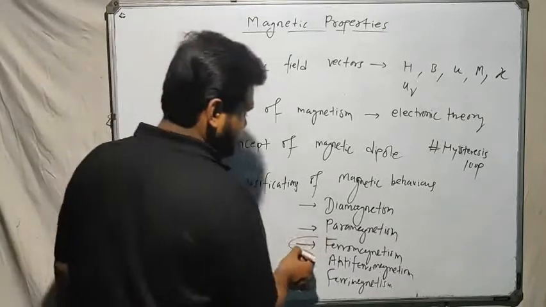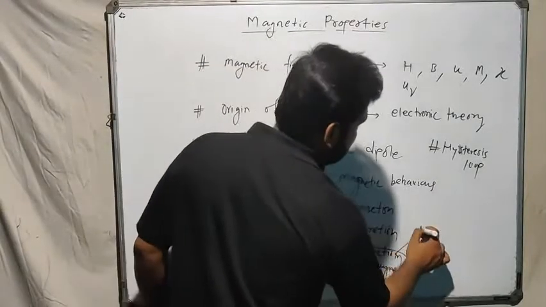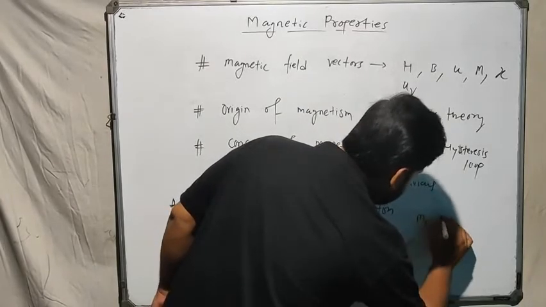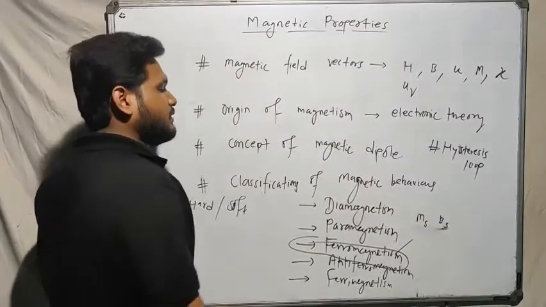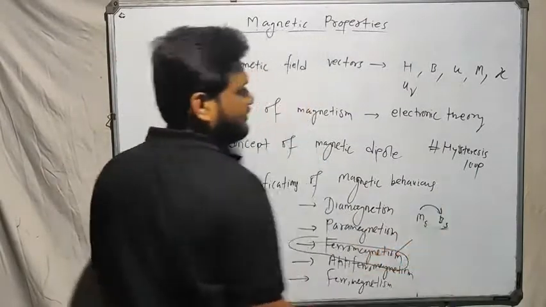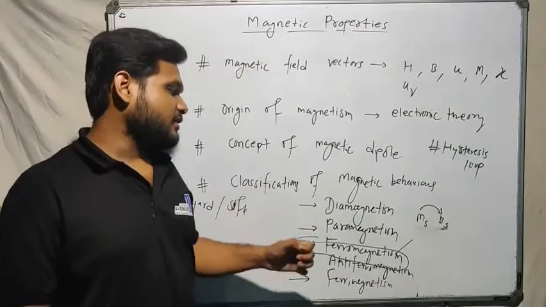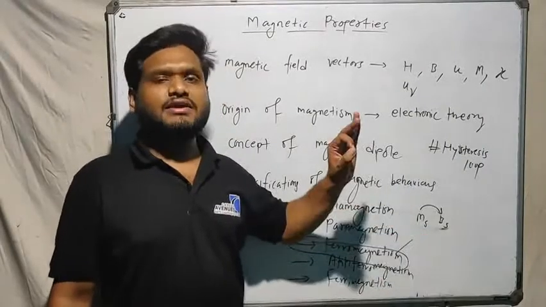In this you will see there is calculation of two things. Number one is saturation magnetization and number two is saturation flux density, which is very easy to calculate. I will show you the best possible way to calculate these two parameters very easily.